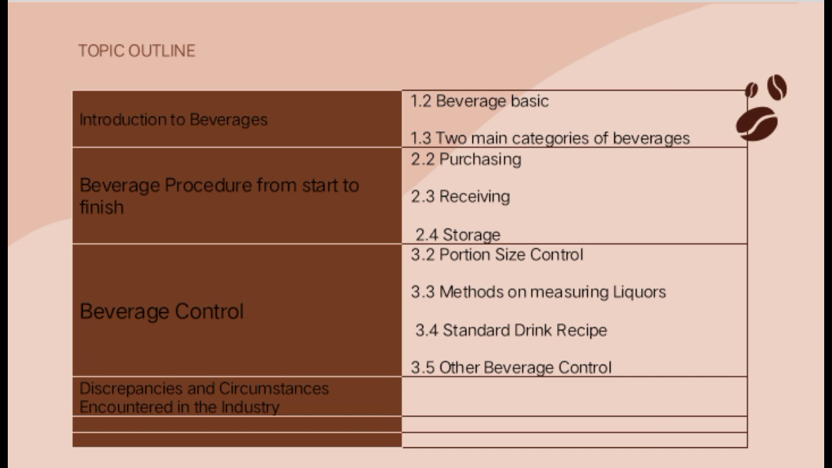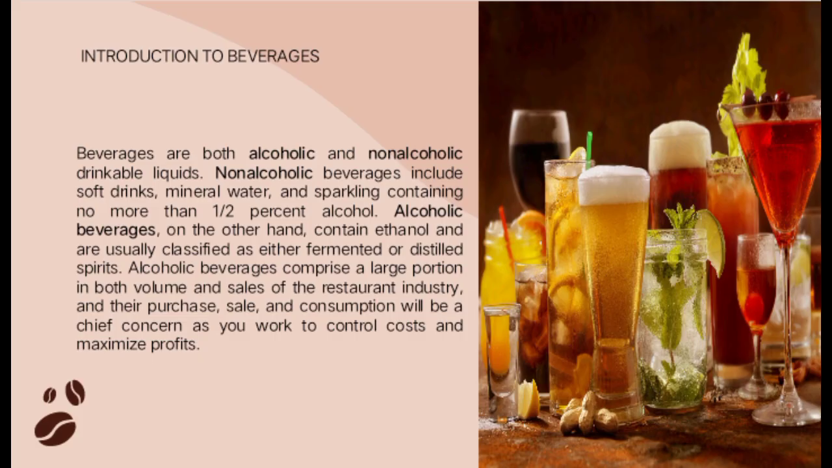So these are the topic outlines for introduction to beverages. We have the beverage basics, the two main categories of beverages. Also, for beverage procedures from start to finish, we have purchasing, receiving, and storage. For beverage control, we have portion size control, methods of measuring liqueurs, and standard drink recipes, as well as other beverage controls. And last but not least are the discrepancies and circumstances encountered in the industry. So let's talk first about the introduction to beverages.